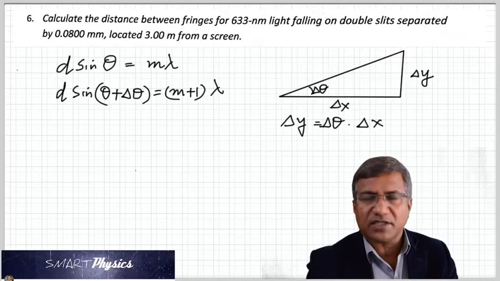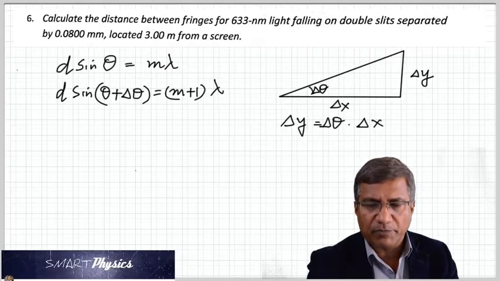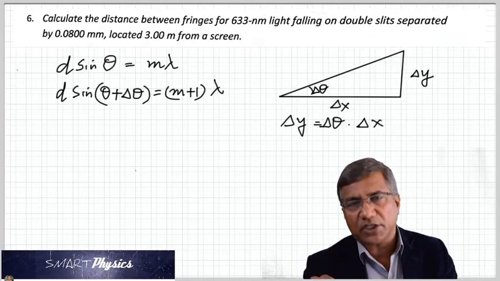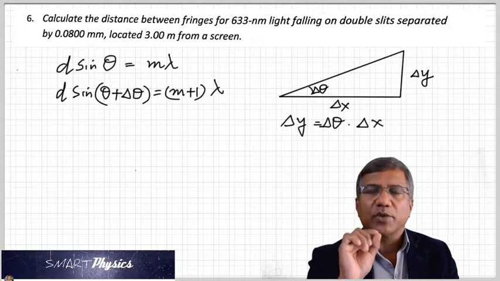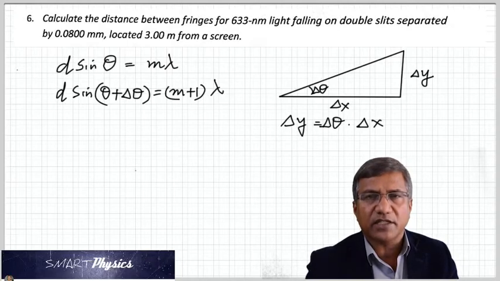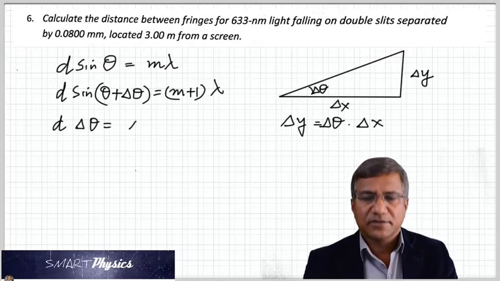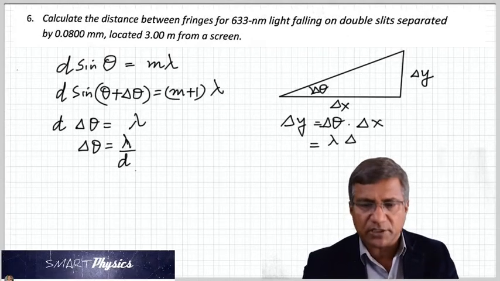On the right side, the difference is going to be lambda. Because this is m lambda, when you distribute it will be m lambda plus lambda, so m lambda plus lambda minus m lambda gives you lambda. On the left side, we will neglect the sign, because when theta is small, sine theta is simply theta. So on the left side, we're going to have d delta theta. d delta theta is equal to lambda. Rearranging, you get delta theta equal to lambda by d.